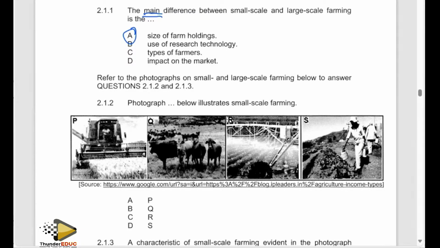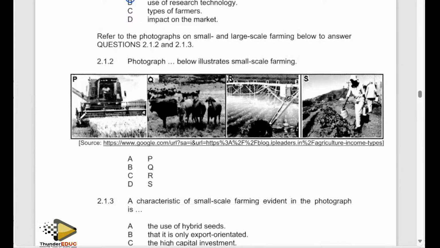The photograph below illustrates small scale farming. We are seeing there's this combined harvester, which is harvesting, definitely this is wheat. And we have this cattle farm. This is definitely some form of cattle ranging. And also we have this pivot, which is irrigating this piece of land. And we have these two guys who are having watering cans, who are watering probably their vegetables. So those are our four forms of farming which are happening.